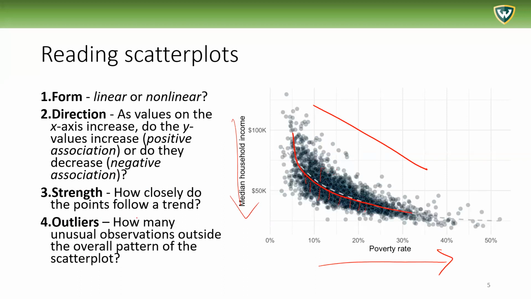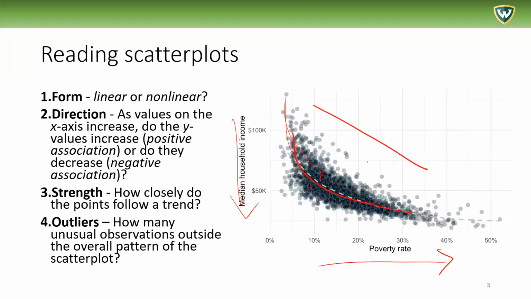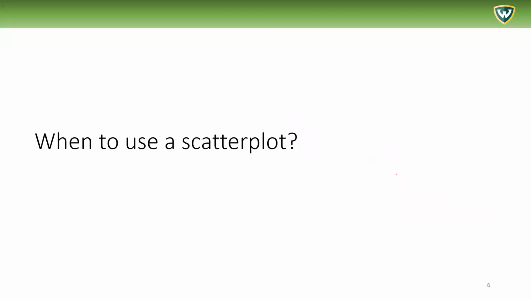Outliers has to do with how many unusual observations we see outside the overall pattern of the scatter plot. And here, I wouldn't even say these are that unusual. These all seem to follow. So there's little outliers, if any, here. Here, we kind of see some outliers. There's one all the way over here. So that's the other measure to read and evaluate the scatter plots.